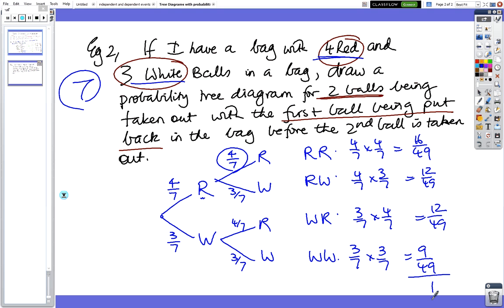So let's just go through how we got those numbers again. So the first one, 4 over 7 times 4 over 7, is the first branch. And then to get the next one, I've got 4 over 7 times 3 over 7, and it gives me that branch. And then we switch down, 3 over 7 times 4 over 7 gives me that branch. And finally, 3 over 7 times 3 over 7 gives me that branch. Okay.